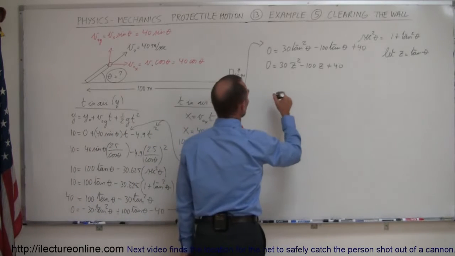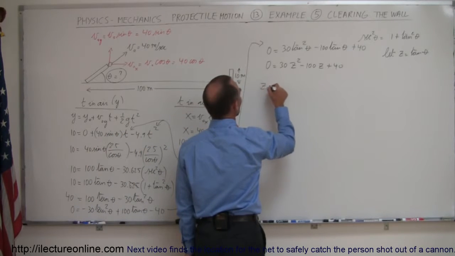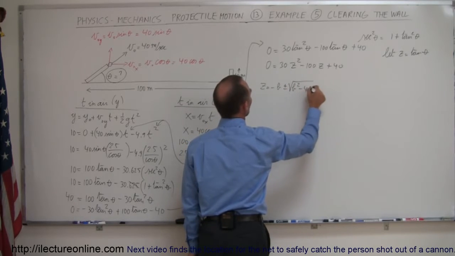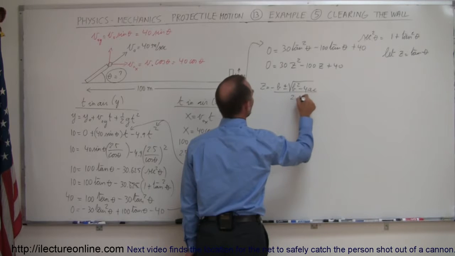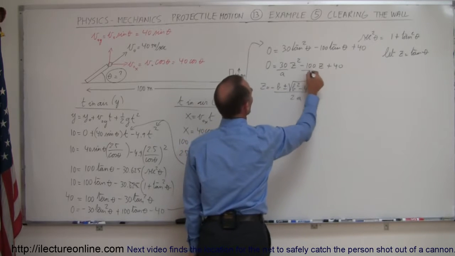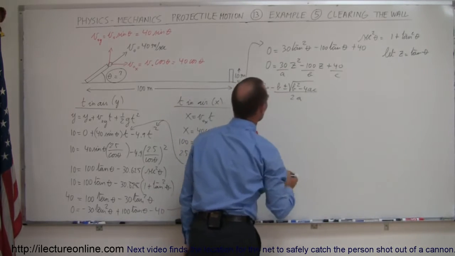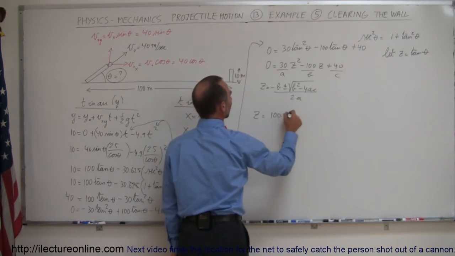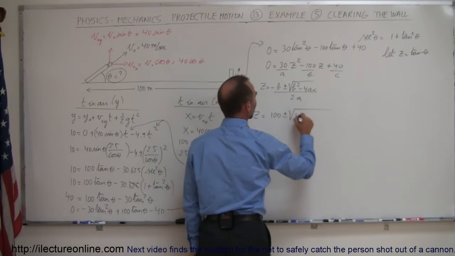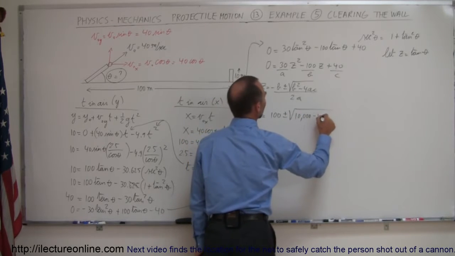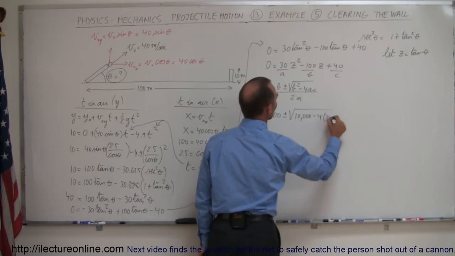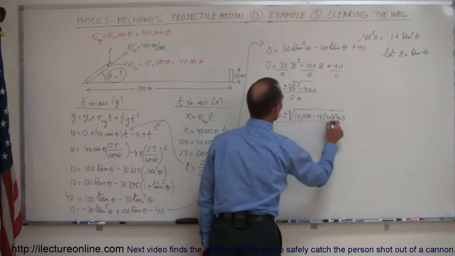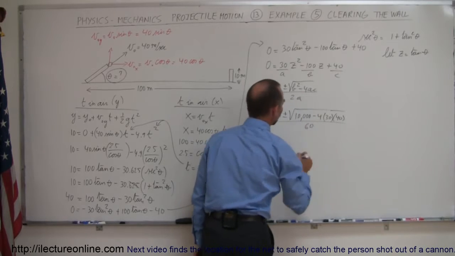So using the quadratic formula, z is equal to minus b plus or minus the square root of b squared minus 4ac all divided by 2a. And of course, this here is a, this here is b, and this here is c. Plugging that in, I get z is equal to minus b, which is 100, plus or minus the square root of b squared, which is 10,000, minus 4 times a, which is 30, times c, which is 40. All divided by 2a, 2 times 30 is 60.